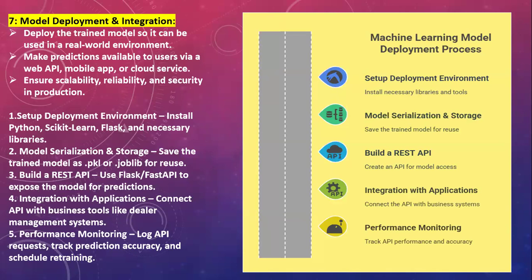And we are going to integrate with the applications by connecting the API with business systems like dealer or management systems. Then we are going to perform monitoring, like logging API requests, tracking the prediction accuracy, and scheduling retraining of the model whenever new data comes. If we have any data drift, we need to keep on monitoring and retraining the model.